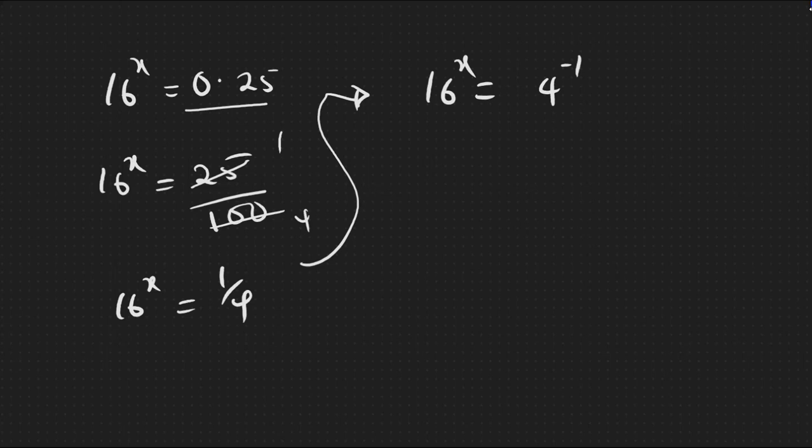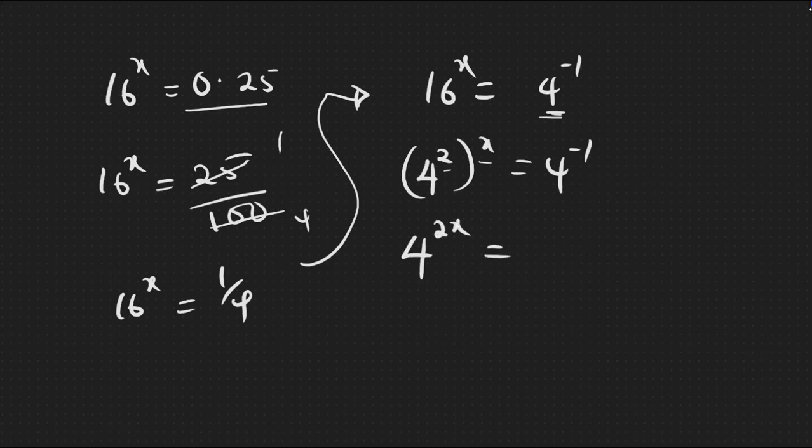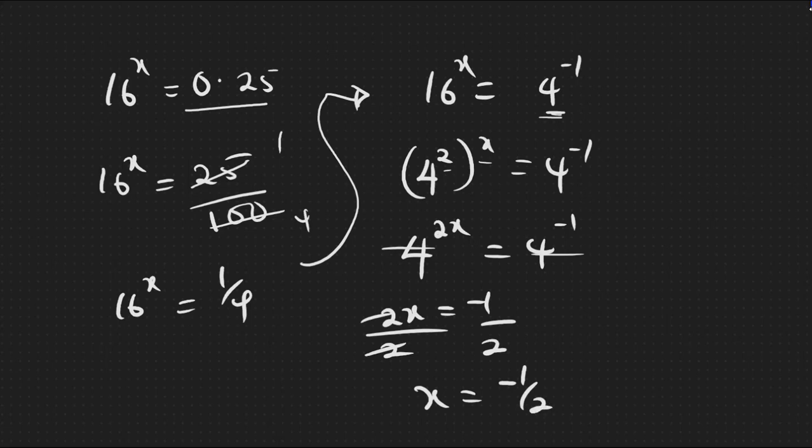So how many times are you going to multiply 4 to give us 16? That's 2 times. So 4 raised to power 2 is 16, to the power of x is equal to 4 to the power of minus 1. So 2 times x is going to be 4 raised to power 2x equals 4 raised to power minus 1. So equate the base. We're going to have 2x equals minus 1. Divide both sides by 2. Our x now is equal to minus 1 over 2.